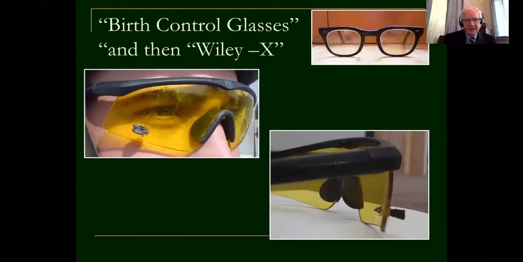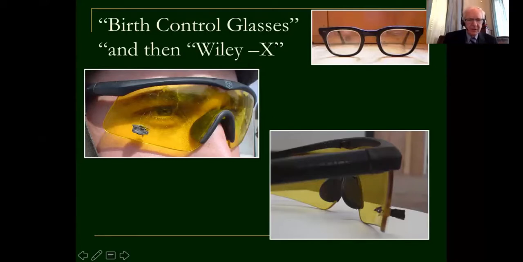This is the classic example of what has changed over time and what we've had to do. This pair of glasses used to be issued. As you can see, injuries can get around the side of it. It used to be called birth control glasses because none of the young people would wear them. They weren't in style. I think they may be back in style now.